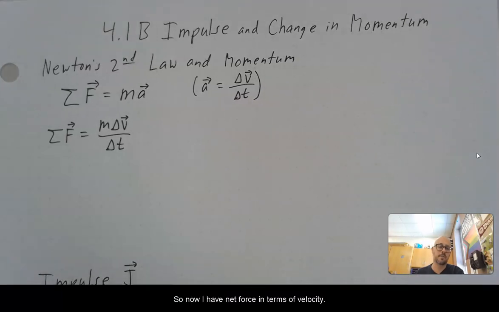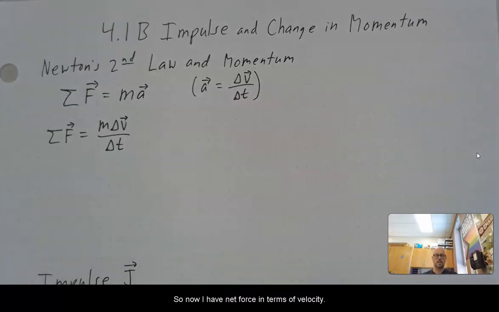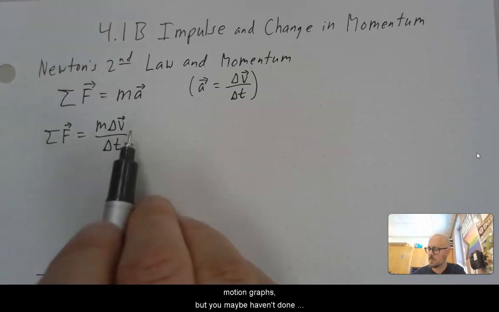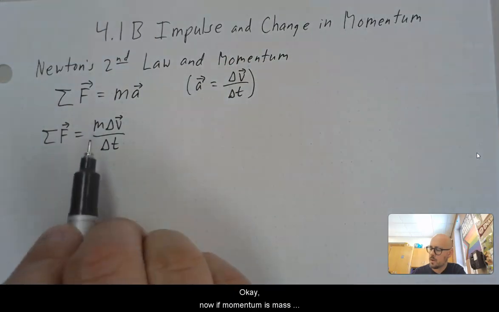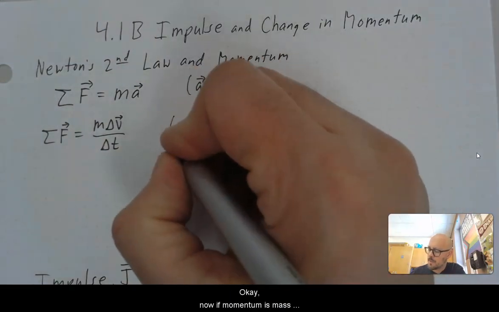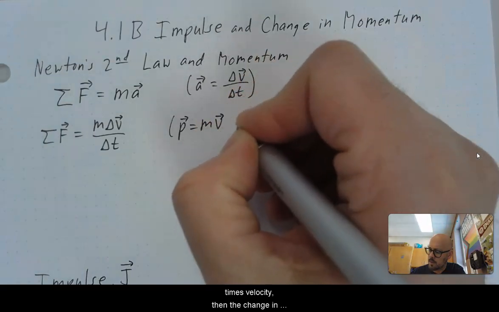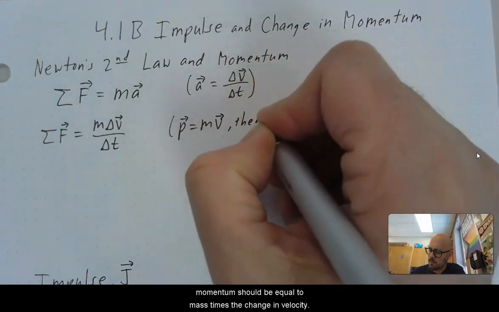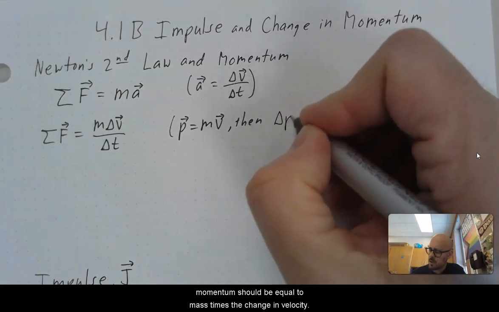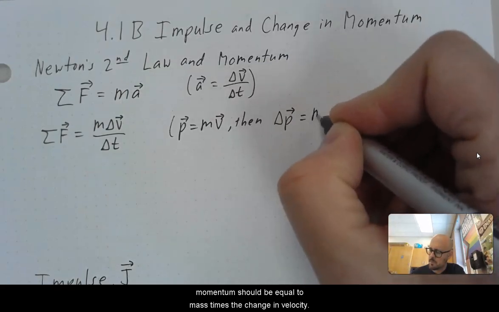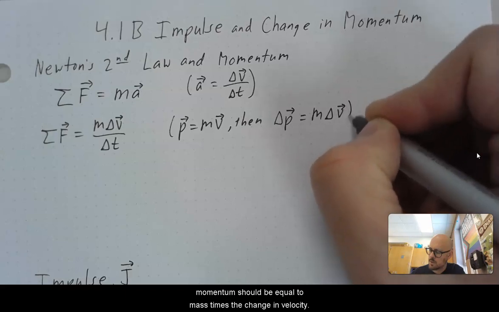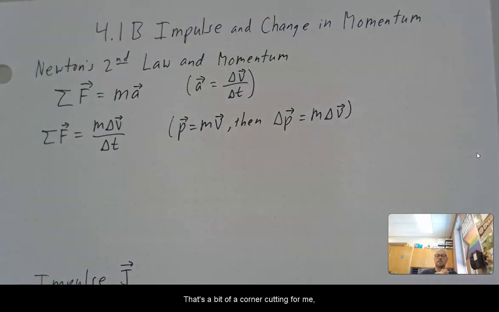So now I have net force in terms of velocity. You've done that before with motion graphs, but maybe you haven't done it with this derivation. Okay, now if momentum is mass times velocity, then the change in momentum should be equal to mass times the change in velocity. That's a bit of corner cutting for me, but it's true for this course.